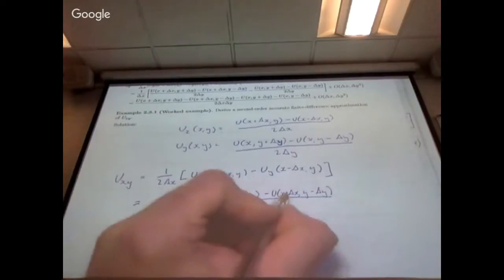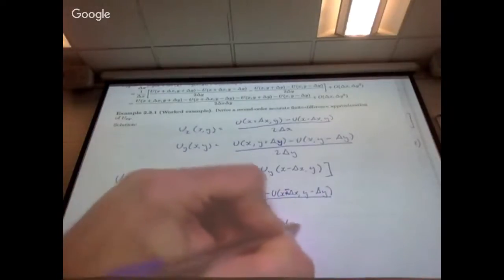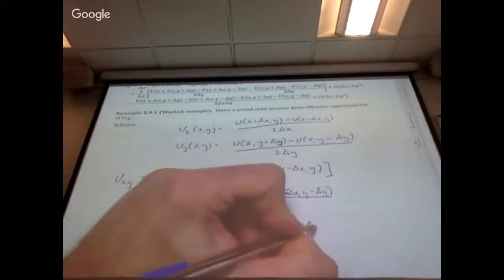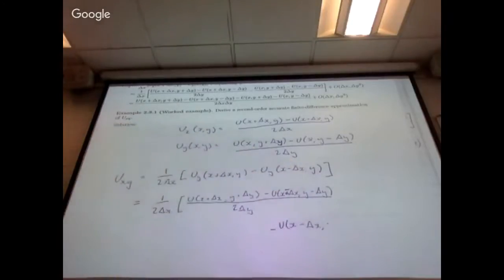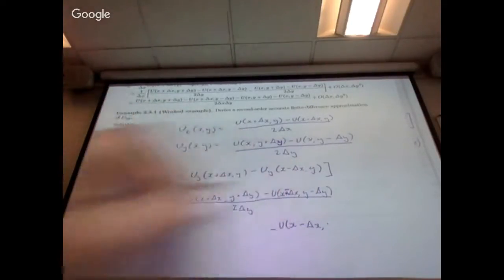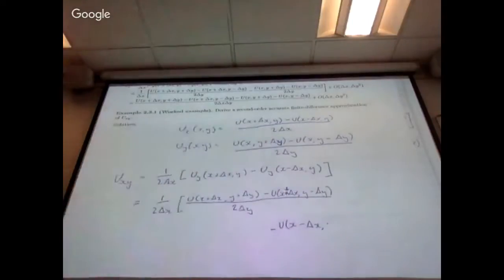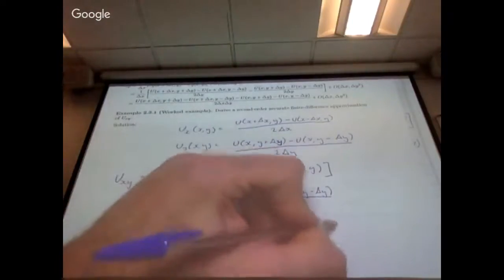Minus. Okay, so I've got u of x minus delta x. Oh, sorry, that was fine. My fault. Thought I made a mistake.